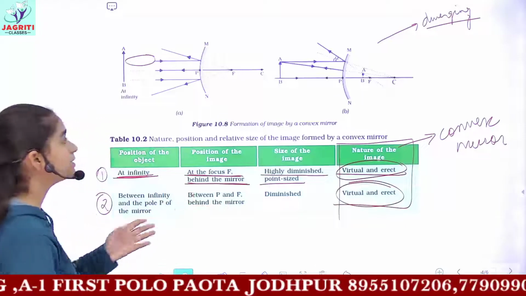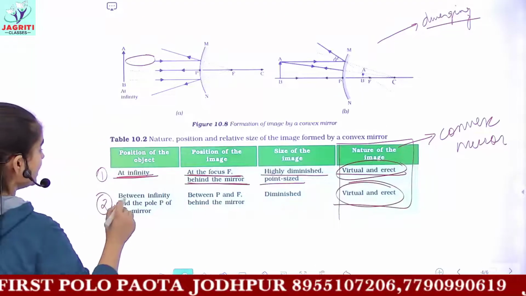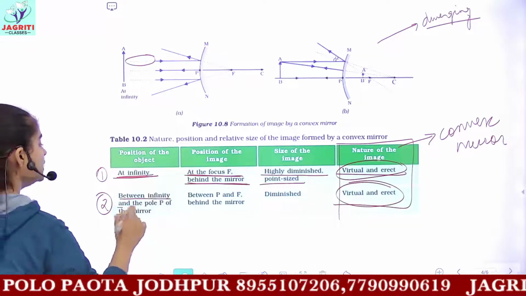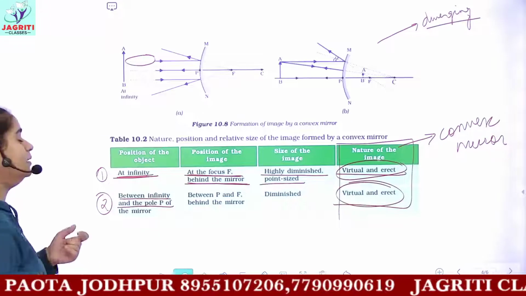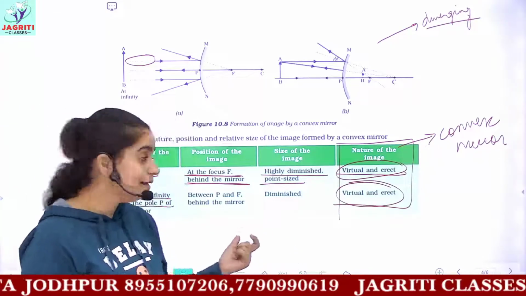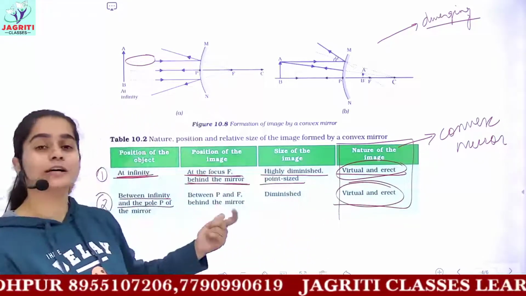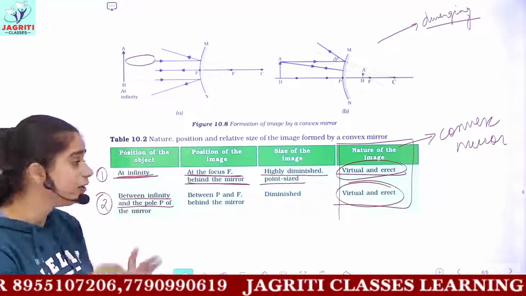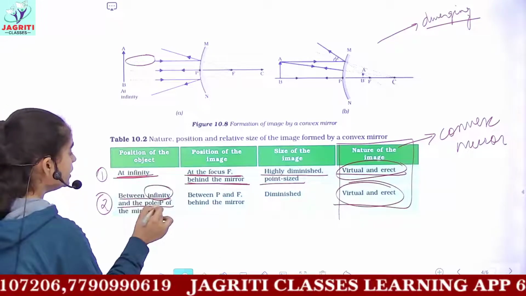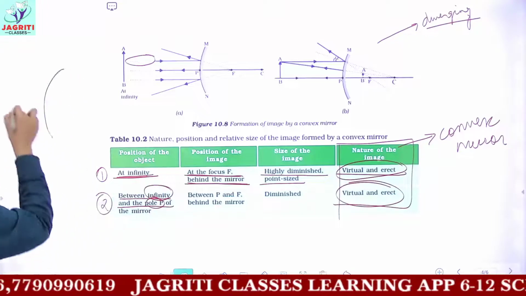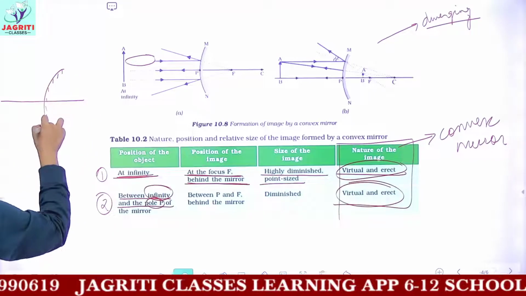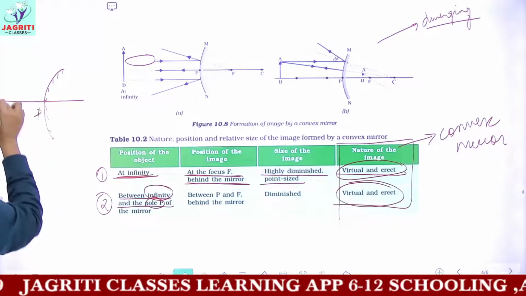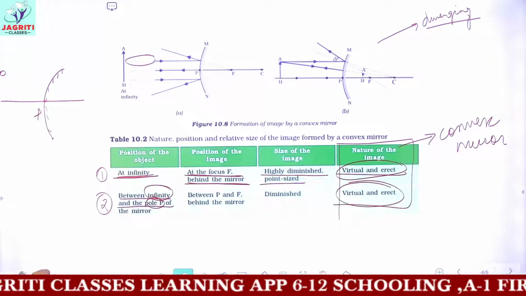If we see the next, whenever you place the object anywhere between infinity and pole, that is either at the center, either at the focus, beyond center, anywhere you can place between infinity and pole, which means this is the convex mirror, this is the pole of mirror, and here you have infinity very far away.